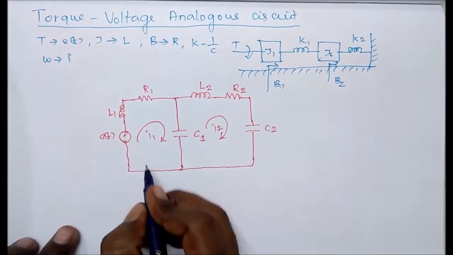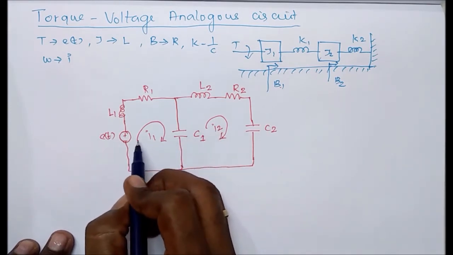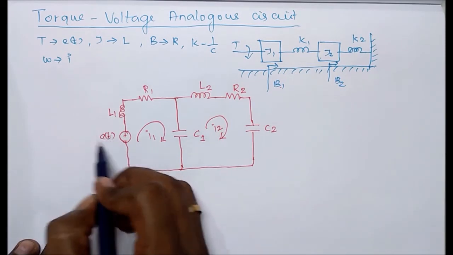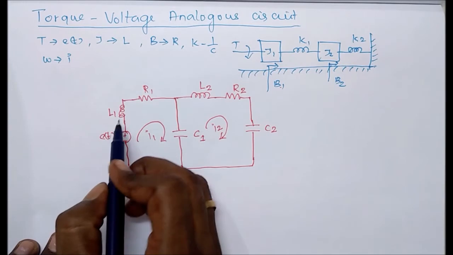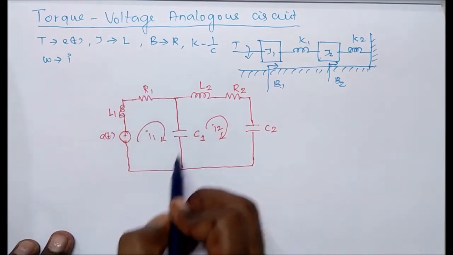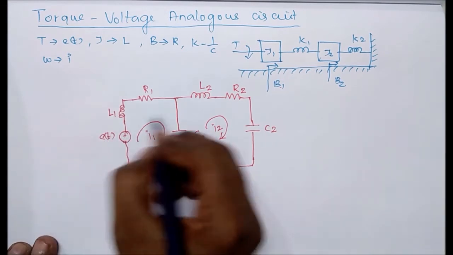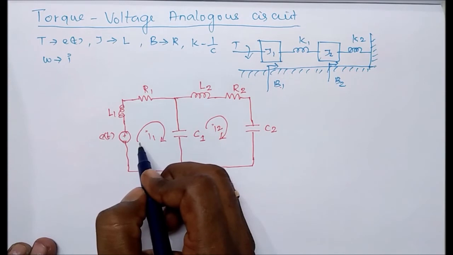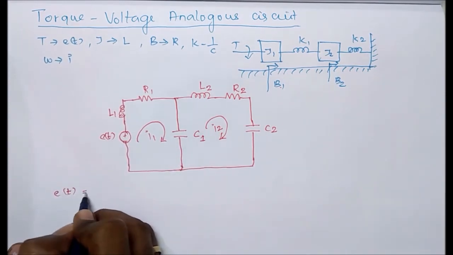So now we have to apply mesh analysis. It means we have to apply Kirchhoff's voltage law for loop 1, similarly for loop 2. So here there is only one voltage source. Now the supply voltage equals the sum of drops across loop 1. So in a closed path, the voltage across all the elements equals 0. So here there is a source, therefore E of T equals.